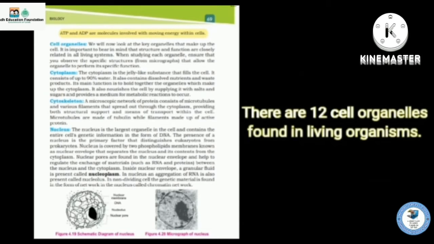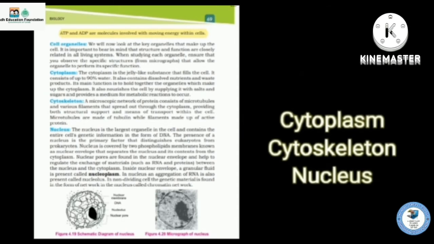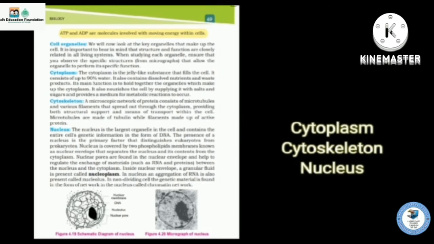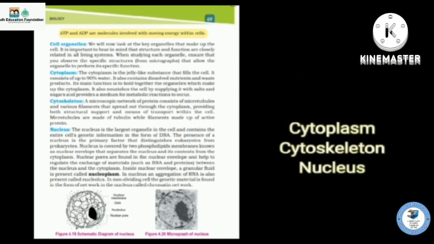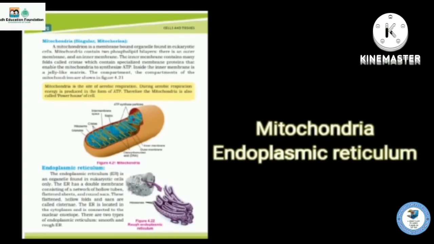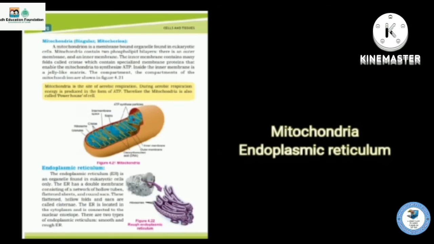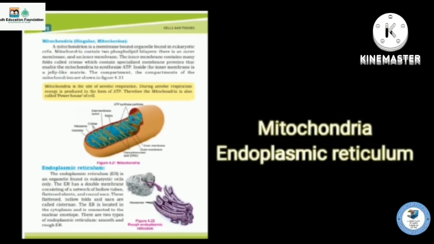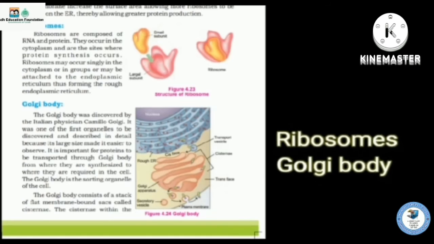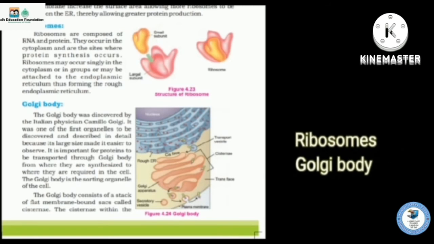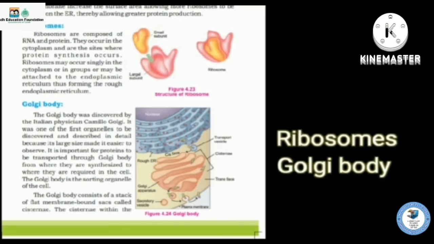There are 12 cell organelles found in living organisms: cytoplasm, cytoskeleton, and the nucleus. It contains genetic information. Then mitochondria, the powerhouse of the cell, and the endoplasmic reticulum. It contains two types, smooth and rough. Then ribosomes, the RNA factory, which make proteins.